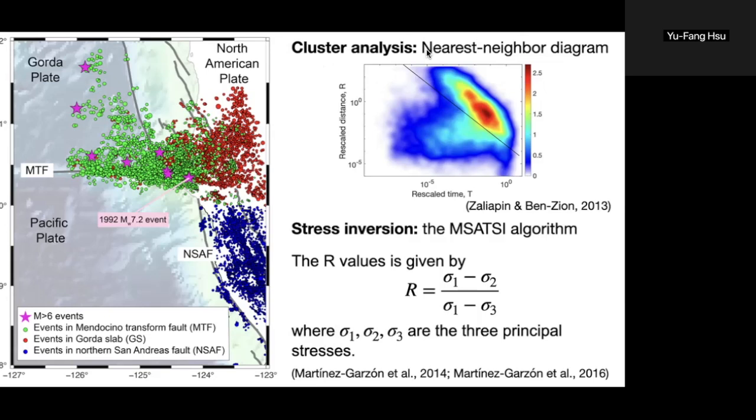We applied the nearest neighbor approach to investigate the spatial temporal features of earthquake clusters, and we used the MSAT algorithm to examine the stress field orientations and R values in the Mendocino transform fault, MTF, Gorda Slab, GS, and Northern San Andreas fault, NSAF. In these figures, it's shown by the green, red, and blue dots respectively.